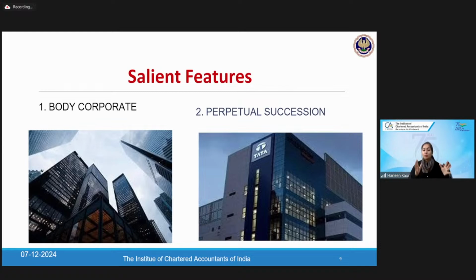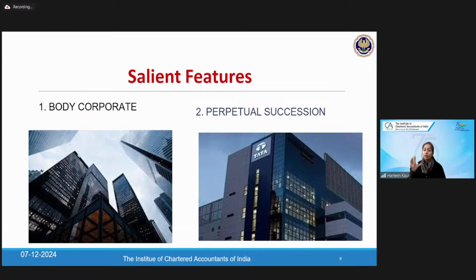If you can see these big buildings, Tata, Reliance, Microsoft, Google, all these big companies, they get a body corporate structure. Although there is a building which has come up by the name of a company, it is invisible, it is intangible. You can't see a company. A company exists only in the eyes of law. For example, if you form a company, ABC Limited, it exists on the papers. You can't see it, it's a body corporate.